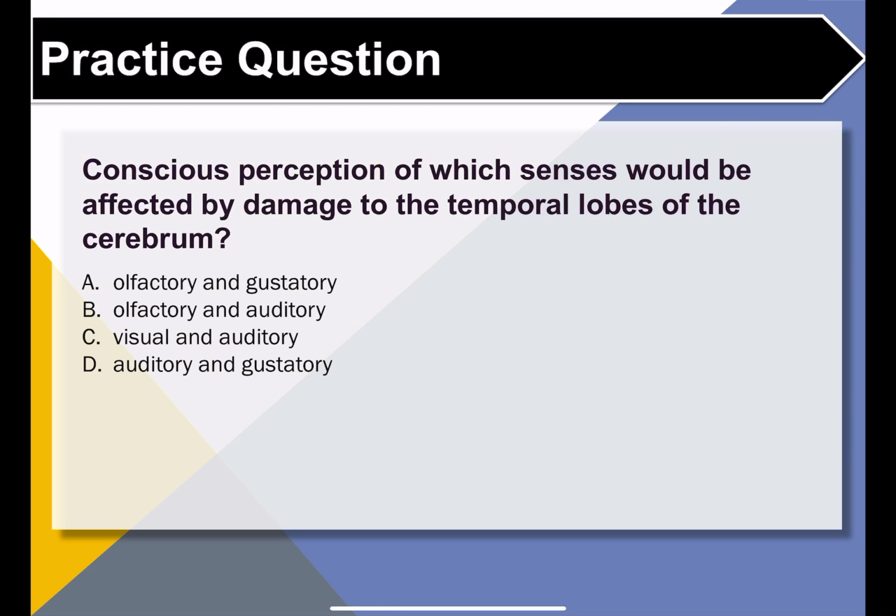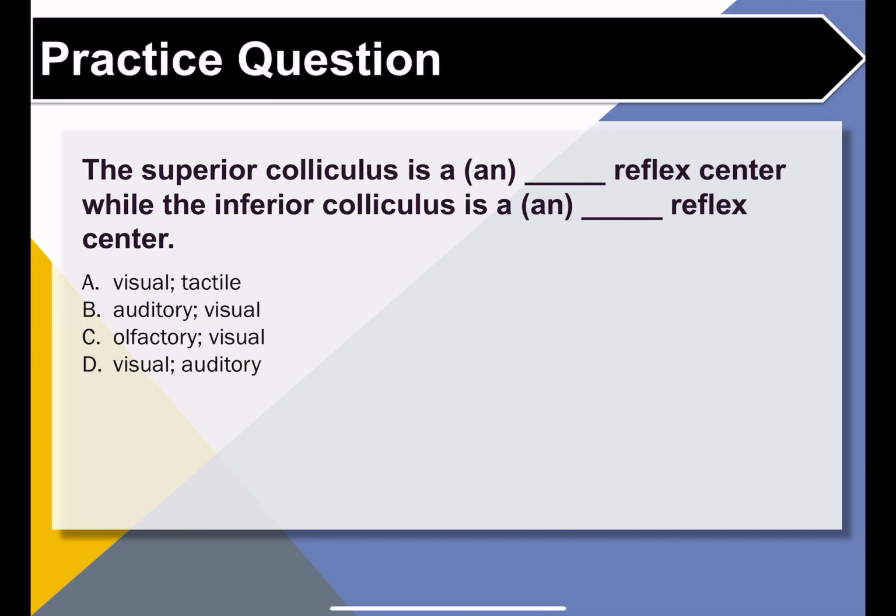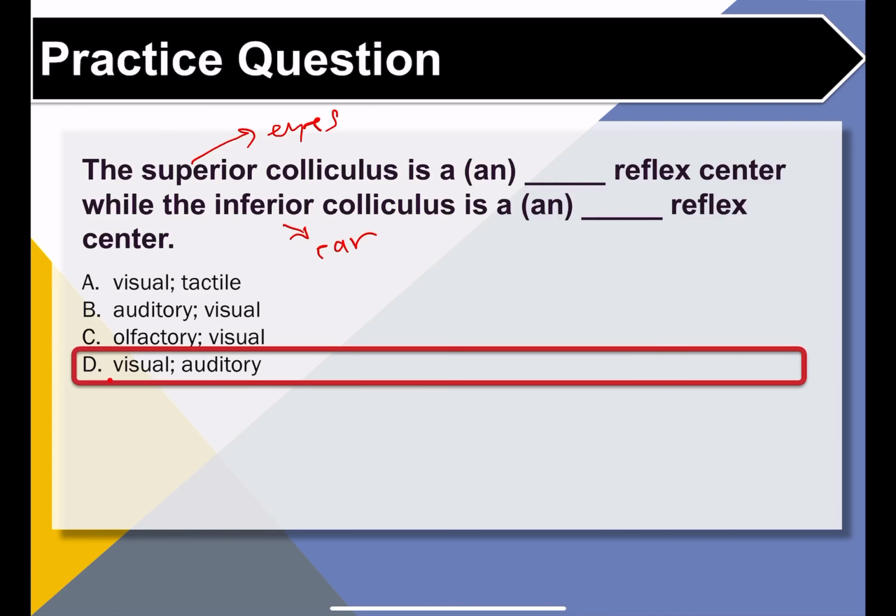Conscious perception of which senses will be affected by damage to the temporal lobes of the cerebrum? Temporal lobe, what are they in charge of? Olfactory and auditory information. The superior colliculus is a what reflex center, whereas the inferior is a what reflex center? Remember, superior for eyes, inferior for ears. So it is visual and auditory within the midbrain, the tectum of the midbrain.